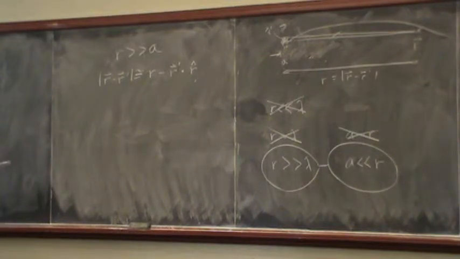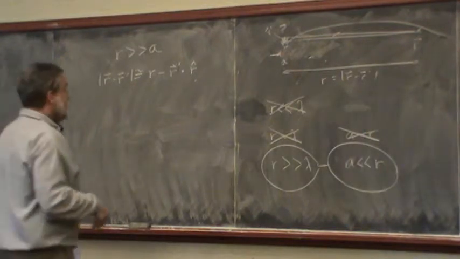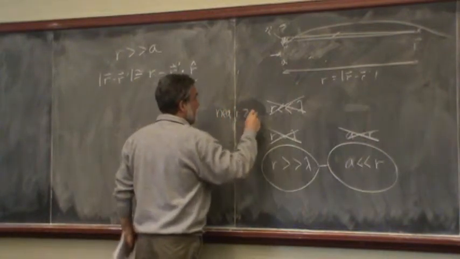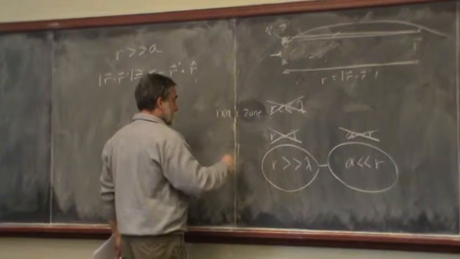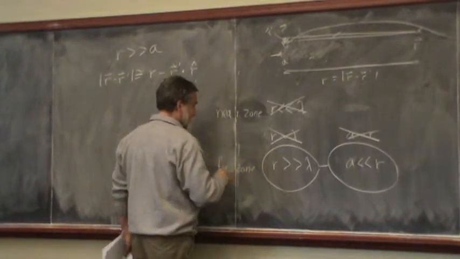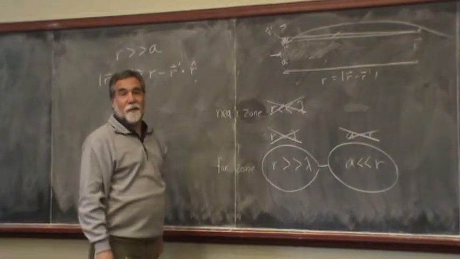I should give you the names, by the way. This one here is called the near zone. This one is called the far zone. And this one's called the intermediate zone.